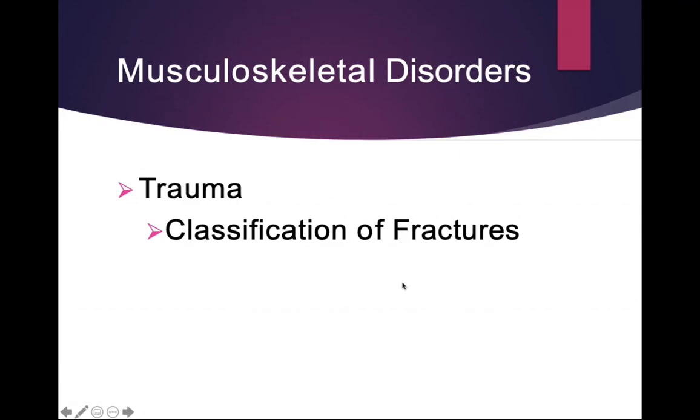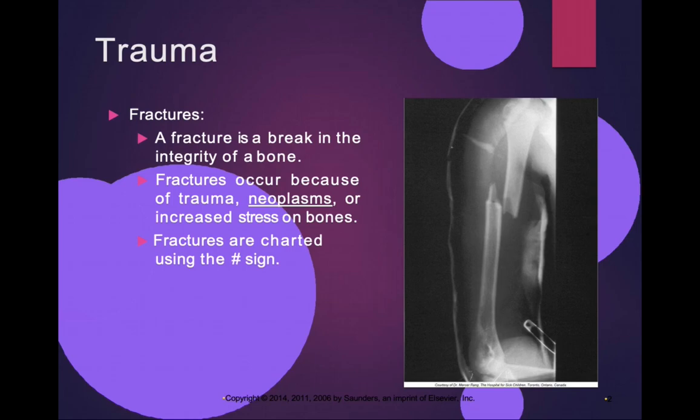Okay, we're going to be covering some musculoskeletal disorders. We're going to start with fractures and some of the classifications of fractures and features and how they're named and whatnot. So a fracture is a break in the integrity of the bone, and fractures can happen not just from trauma, right? I mean, that's obvious.